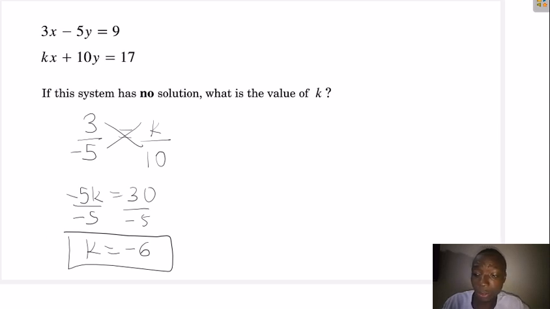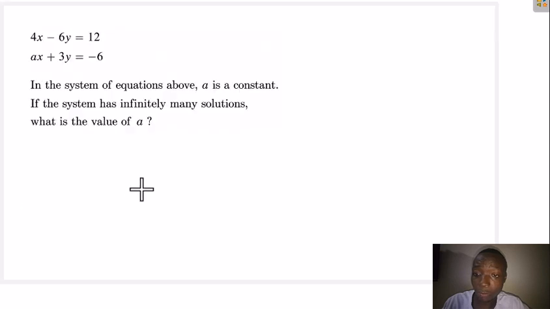Let's do another question quickly, applying this rule. You have 4x minus 6y equals 12, ax plus 3y equals negative 6. In the system of equations above, a is a constant. If the system has infinitely many solutions, what is the value of a?